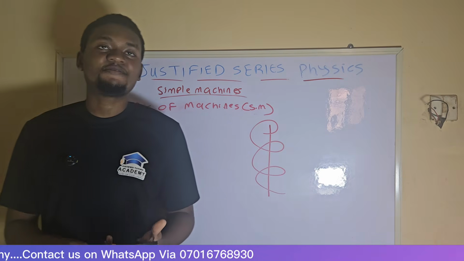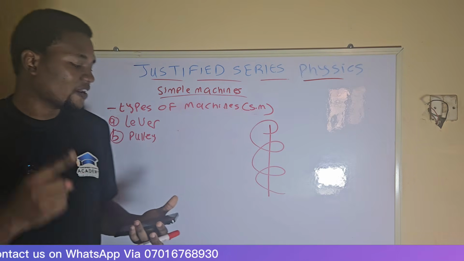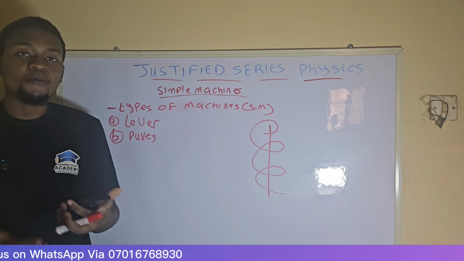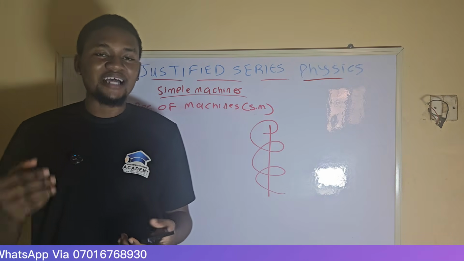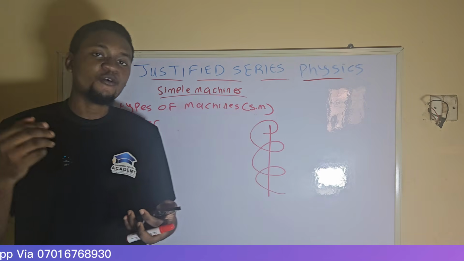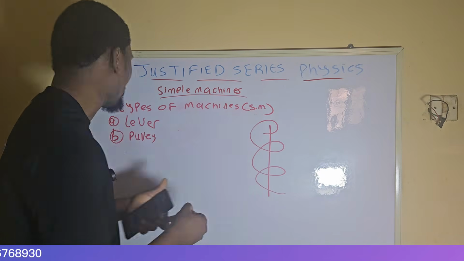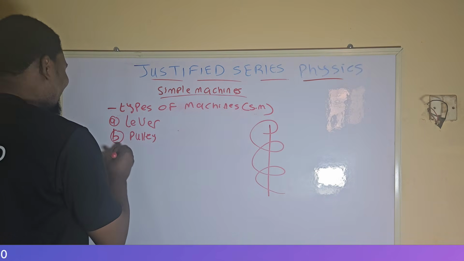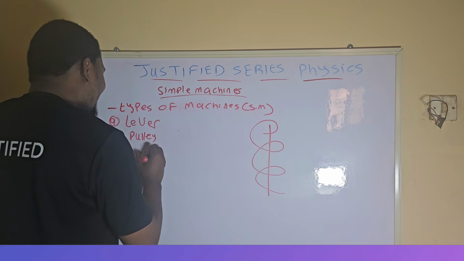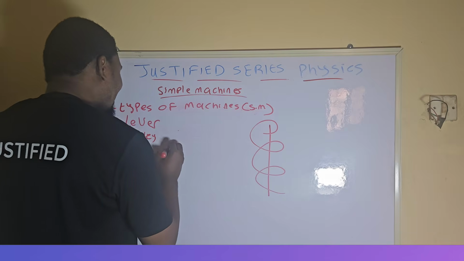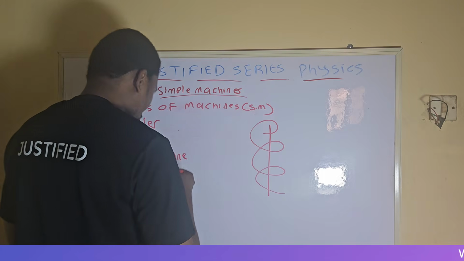Then we have types of pulley. We have number one, the fixed pulley system, the movable pulley, and then the block and tackle. Types of pulley. Then under this again, types of machines, we have what we call the inclined plane. This one also comes out in Jamb every year. Inclined plane, and by the grace of God, we will touch it as well.